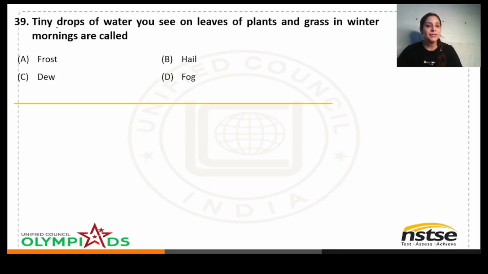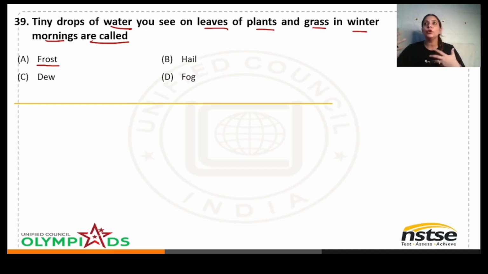Now the next question says, tiny drops of water you see on leaves of plants and grass on winter mornings. What are they called? The four options are frost, hail, dew or fog. Now let me explain all these terms that you are looking at on the screen. If I talk about frost, what exactly is frost? Frost is actually a covering of snow that you can sometimes see on the surface of the road.